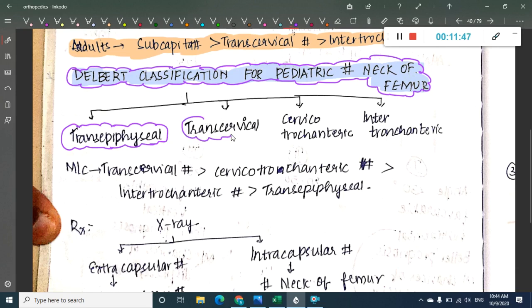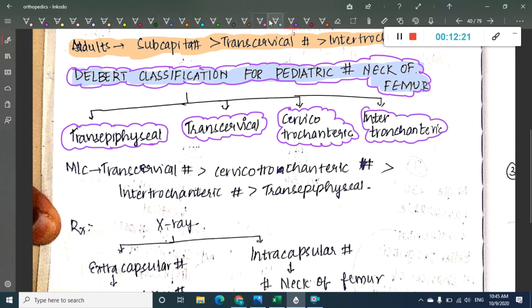Second we have transcervical. In this the fracture line is along the neck of the femur. Then third type we have cervicotrochanteric, where the fracture line is along the base of the cervix, that is between the neck and the trochanter. Then the fourth type is intertrochanteric. These are the different types of fractures which you see in Delbert classification for fracture neck of femur.